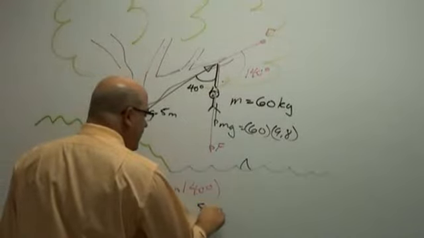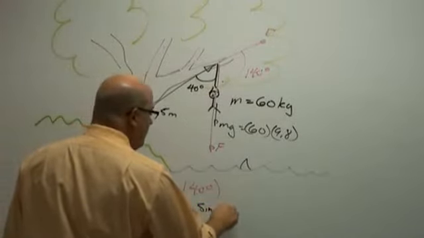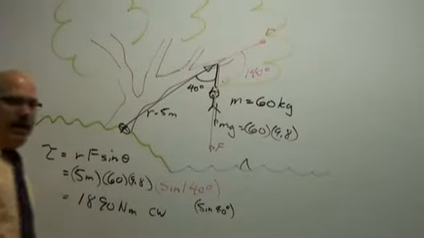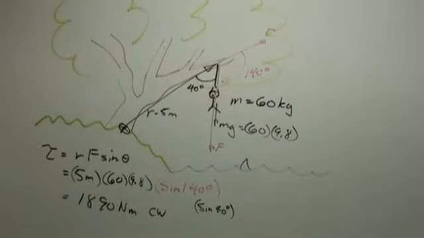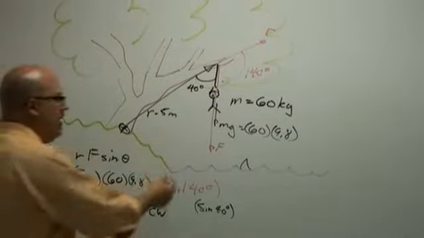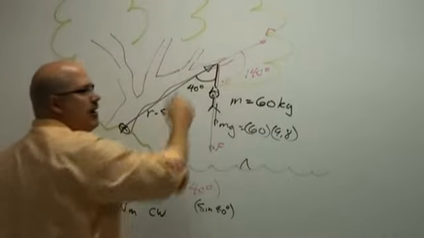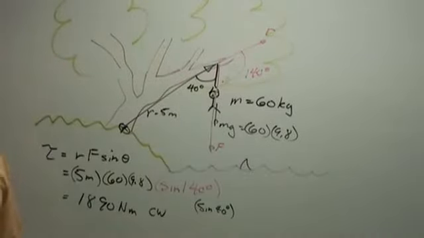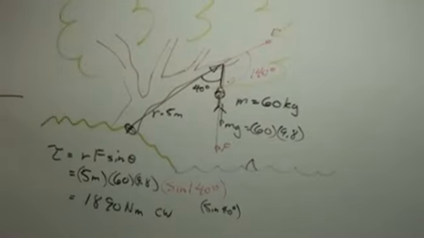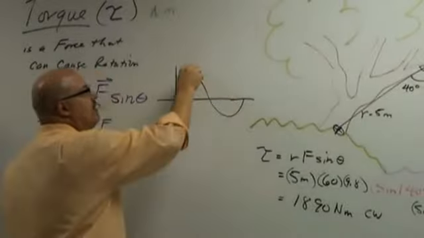What if I had used sine of 40 instead? It would have been the same answer. Why? Sine of 40 and 140 is the same. The sine of supplementary angles is the same number. You remember that from trig class, and the reason why is because the sine function looks like this.